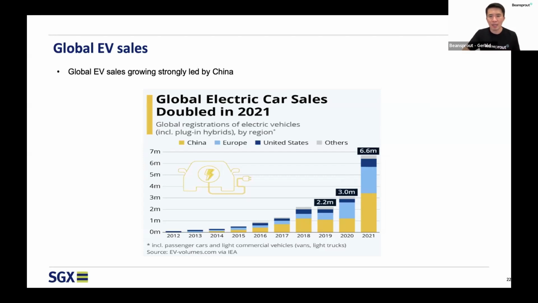The next market is actually the United States. Most would have thought that the US EV market would be larger, but based on what we see from this chart, the US is actually still lagging behind Europe and China in a way, because they do not have as attractive incentives given to the consumers. And then at the same time, in terms of the infrastructure, it is not as established compared to China and Europe.